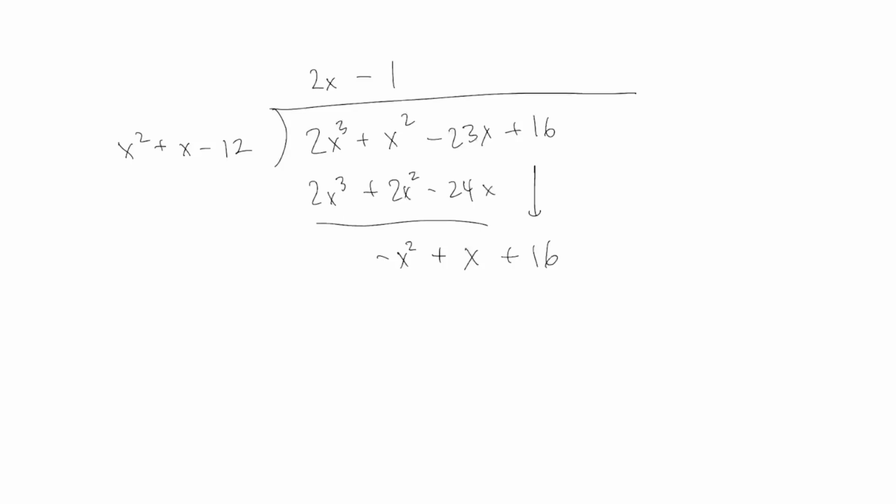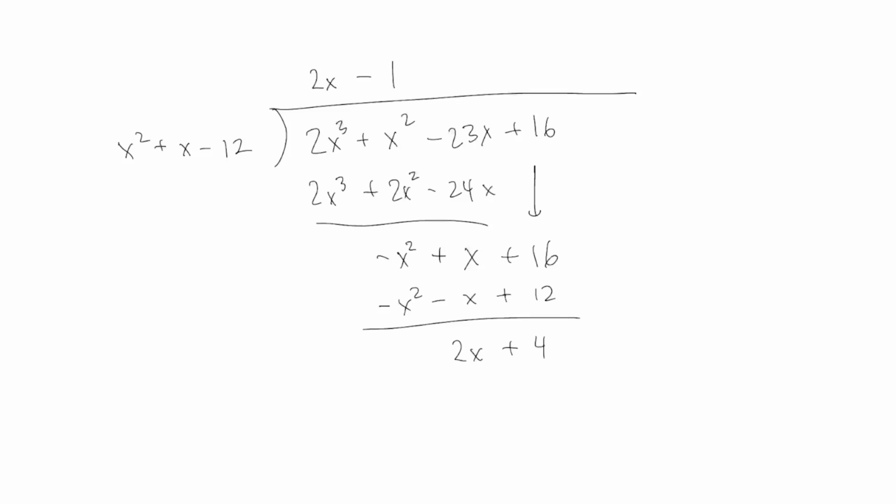And then again, we multiply through. So this time I'm multiplying through this bit by -1, and I write it down here. So it says -x squared minus x plus 12. And then we subtract. The -x squareds go away because I'm subtracting, and then I have plus x minus -x, that is 2x, and then we have 16 minus 12 is 4.